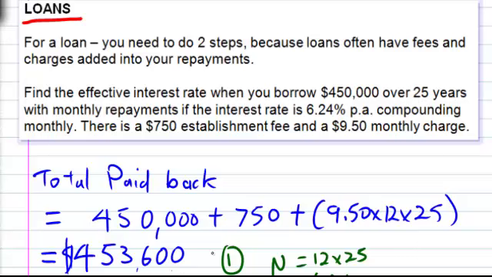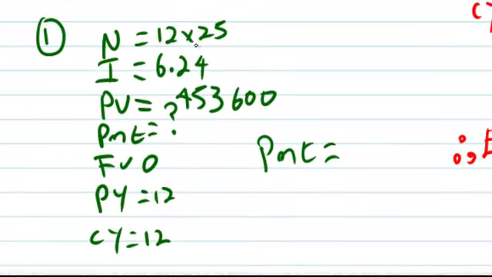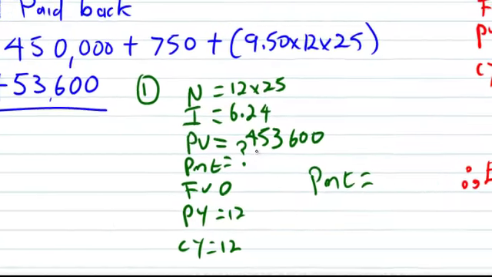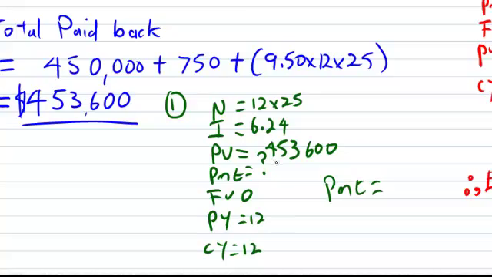So now what we do is we stick it into a PV question because it is a loan question. We put in 25 times 12, which is our N, and 6.24, which comes from the question. PV, our present value, is 453,600 because we get that from here. We don't know what the payment is. The future value is 0, sorry. Payments per year is 12. Compounding periods per year is 12.